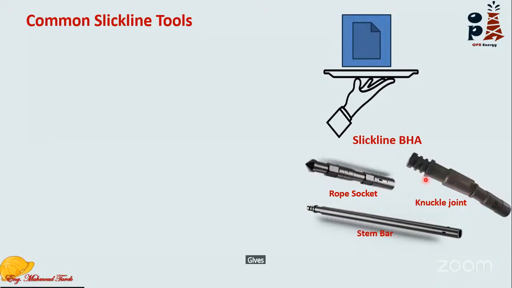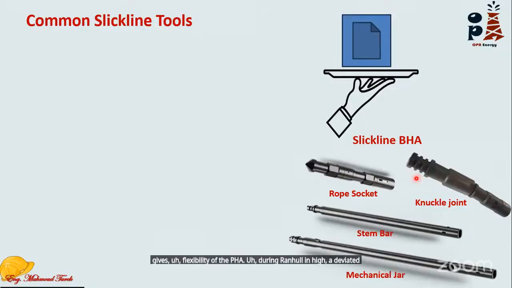It gives flexibility to the PHA during run in hole in highly deviated angles. And the mechanical jar, which is the most important PHA component, gives the jarring effect either downward or upward. And by the way, there are also upward jarring mechanisms like the hydraulic jar, spring jar, and so on.